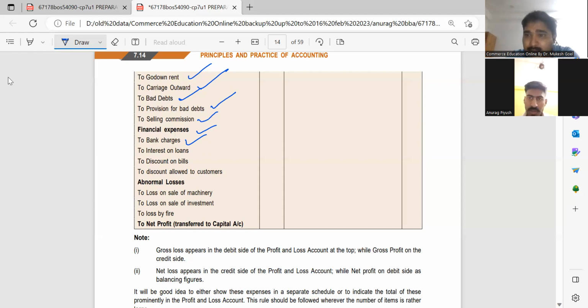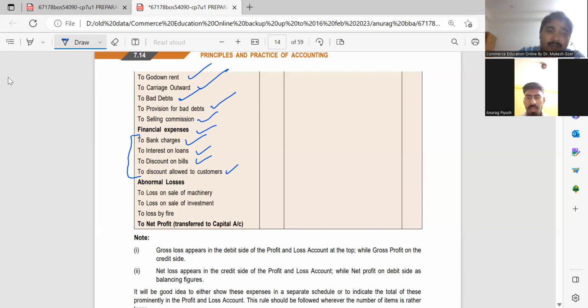Bank provides loan to us on interest, and interest is our financial expense, so that's why it will be shown in the debit side of the profit and loss account under the head of financial expenses, right? Yes, sir. Discount on bills, discount allowed to customer. These are our financial expenses. We call these financial expenses because they are concerned with financial matters, right?